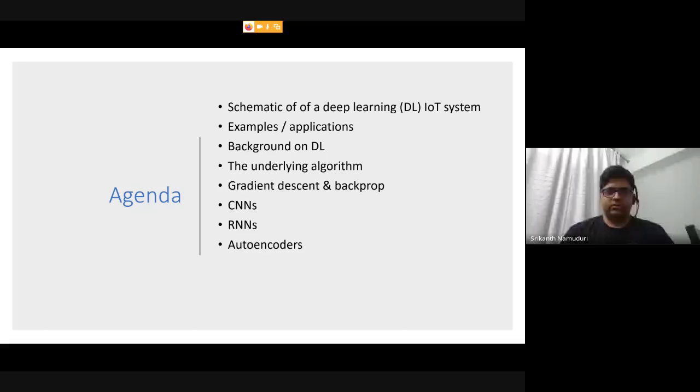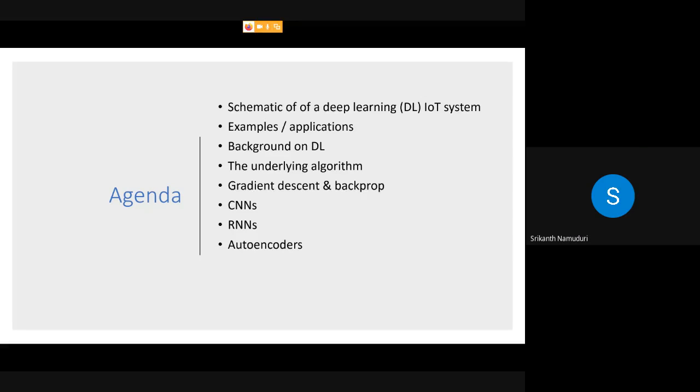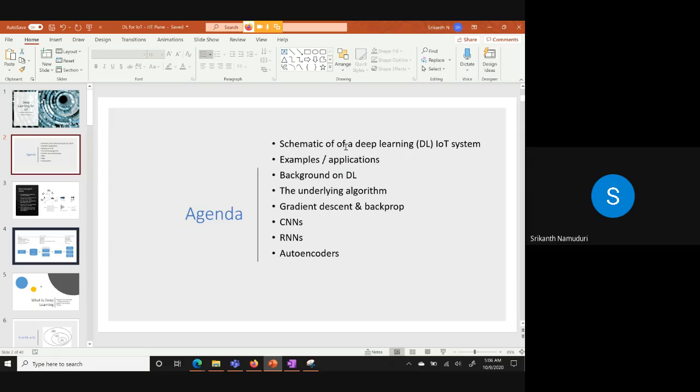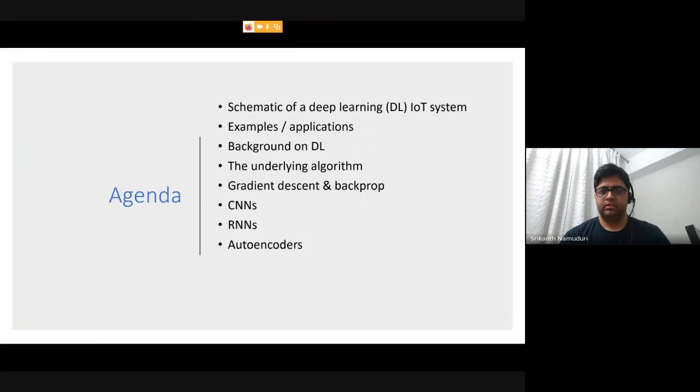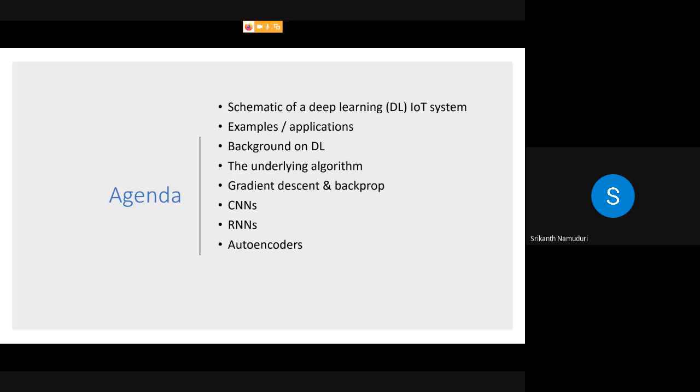For the agenda I have today, first I want to start with a schematic of a deep learning IoT system. Excuse me for a typo right there. So this is an overall very general block diagram of the different components of a deep learning IoT system. And then a slide with some example applications, especially focusing on the industry.